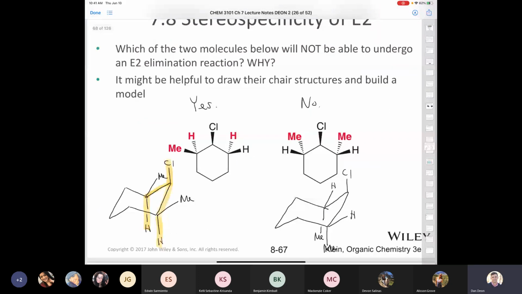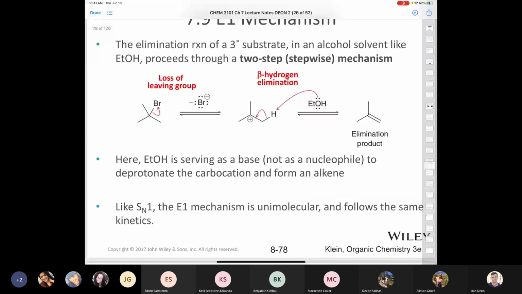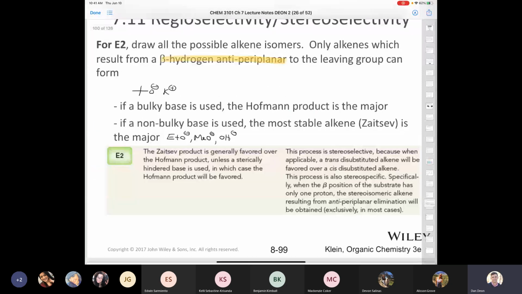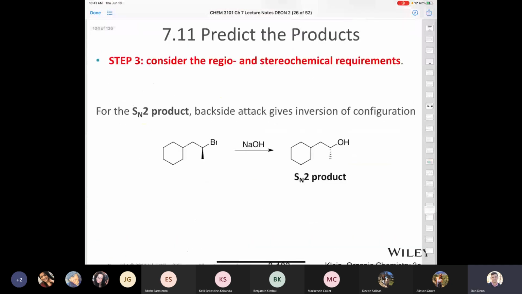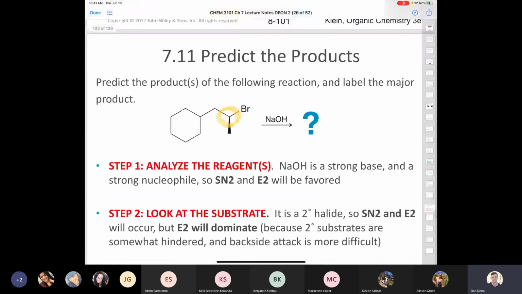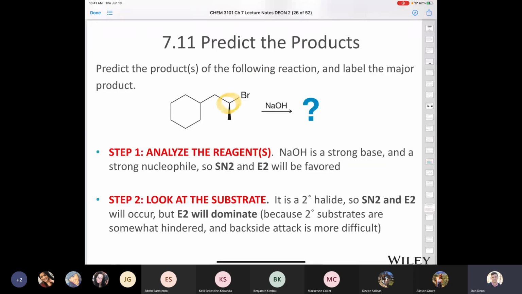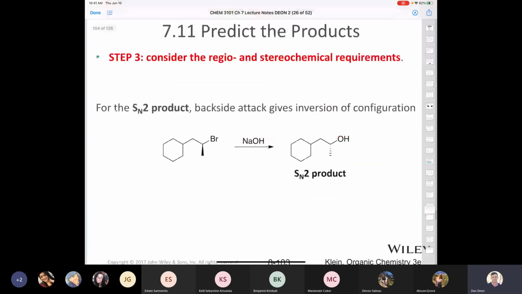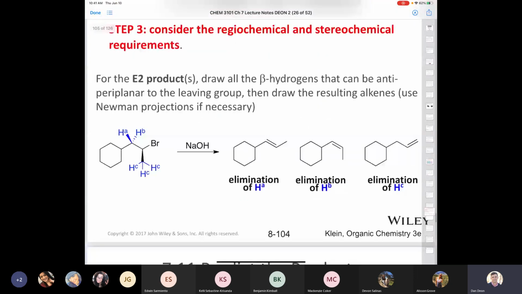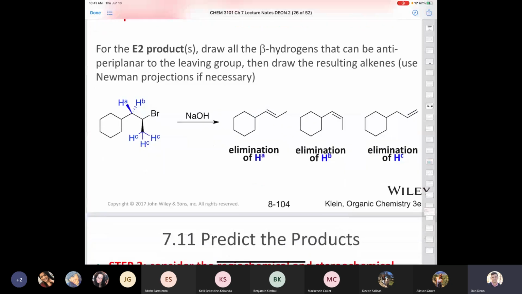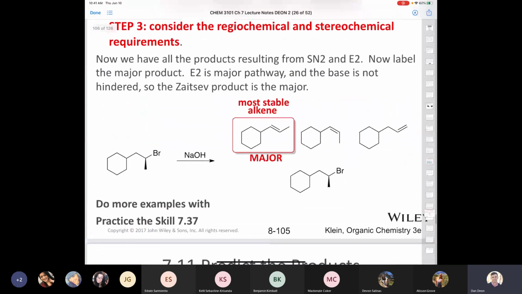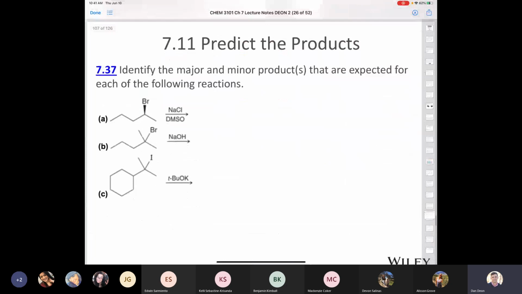And again, it's not a race or anything like that, but let me go back to where we were. So I was at this section, right around here. So here it goes through the whole thing in detail. We analyzed the reagent. We analyzed the substrate. We figured out what the SN2 product was. We figured out all of the different products that can result from elimination. And there we go. We figured out what was the major product. So we've done it already.